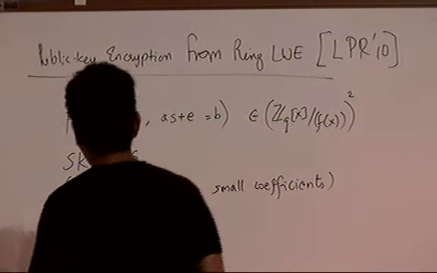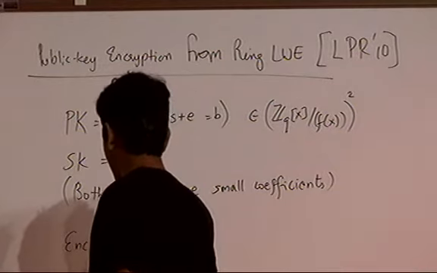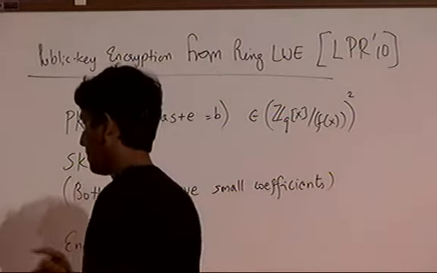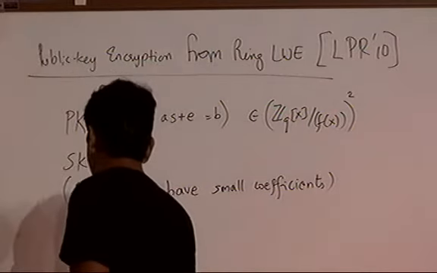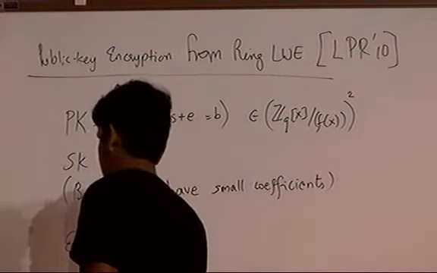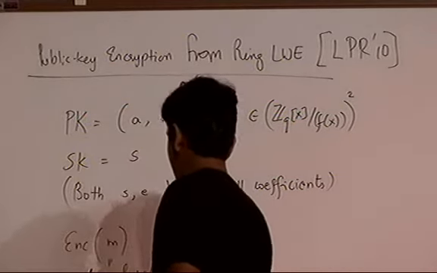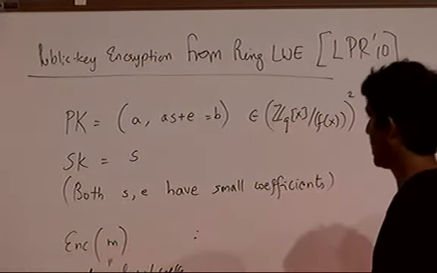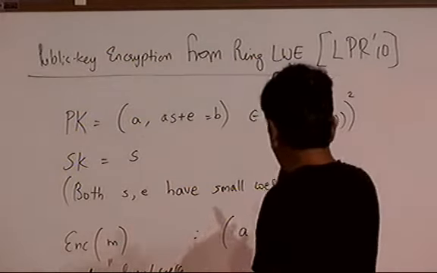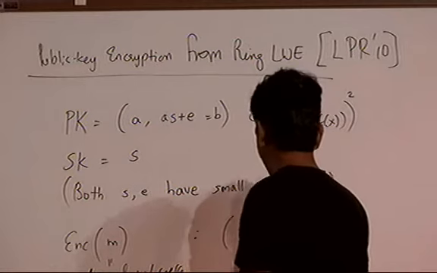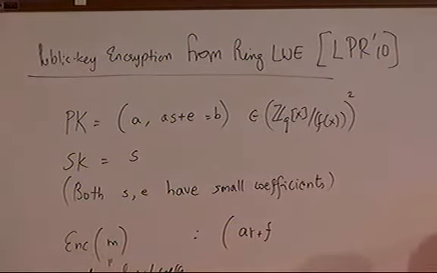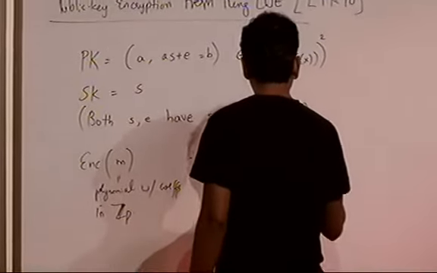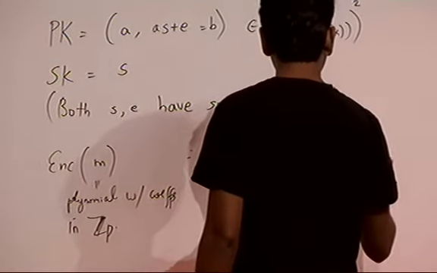How do I encrypt? I'm going to encrypt a message of the same type as before, which is a polynomial with coefficients in Z_P. The encryption is going to look like this: A times R plus F, and B times R plus F prime plus the message times Q over P.